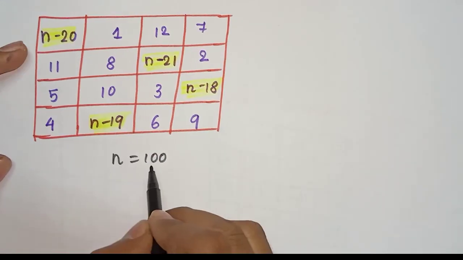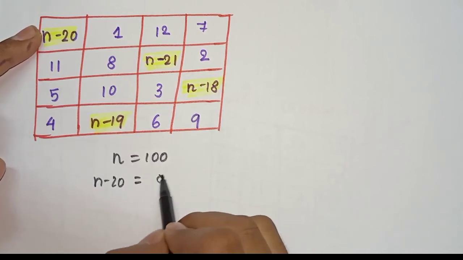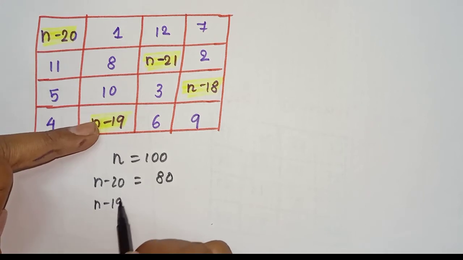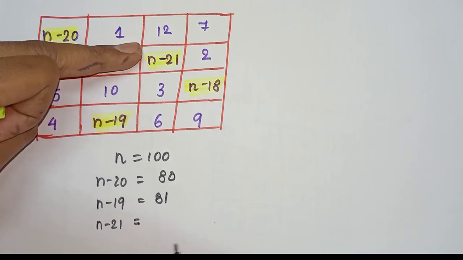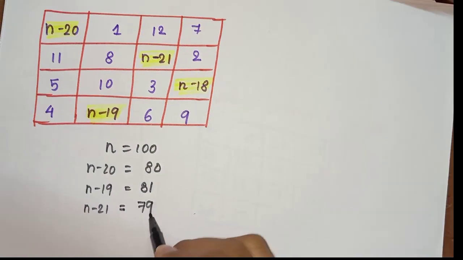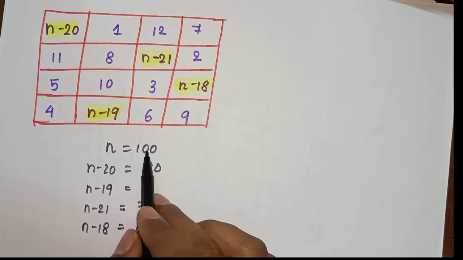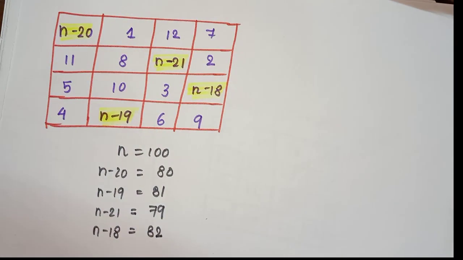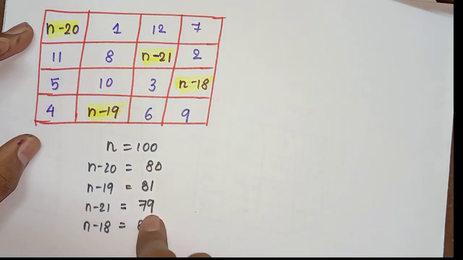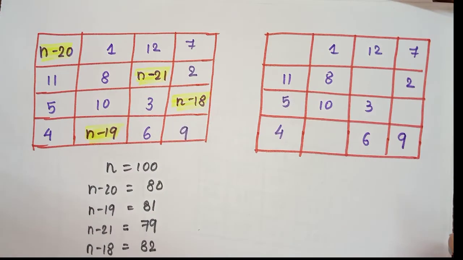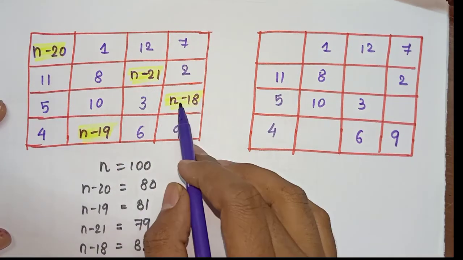So for n equal to 100, n minus 20 means this first block will be 80, n minus 19 will be 81, n minus 21 taking n as 100 will be 79, and n minus 18 is 82. So for n equal to 100, these four boxes will have these values, and you will see that when we put these values in all four boxes, the magic square will be automatically formed.